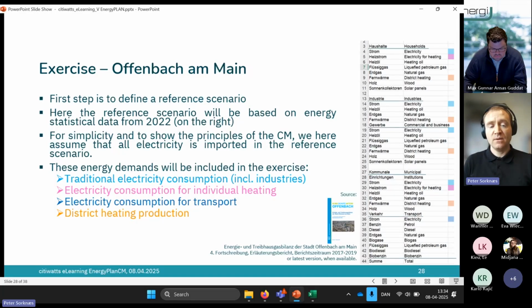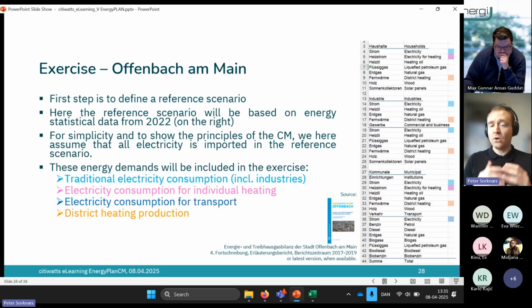And then we have electricity consumption for transport. Here we will assume it's all electric vehicles or EVs, but it could also be electricity for having a tram running locally, or it could be a train system. So it doesn't necessarily have to be a car. It could be other forms of transportation here. And then we have some district heating production I've added here, which is the orange one.